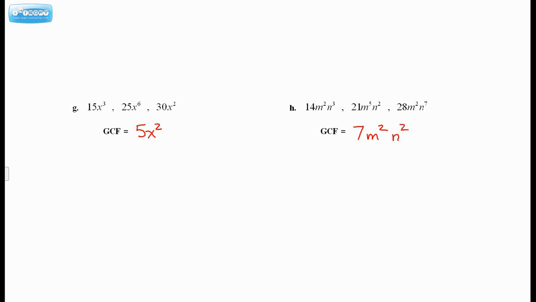And if you want to list them out, as I did with the other ones, that's totally fine. But eventually the goal is to be able to do them just by looking at them.